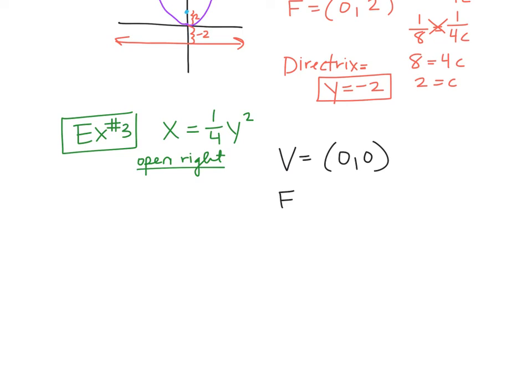Our focus, let's sketch it and we'll take a look at what this should be. Okay, if I open to the right with a vertex of (0, 0), we're going to have a graph that looks something like this, right? That U-shaped curve, but on its side. The focus then, if you think about this, is going to be somewhere over here, which means our directrix is going to be somewhere over here. Should have been the same distance away. Let's try that again.